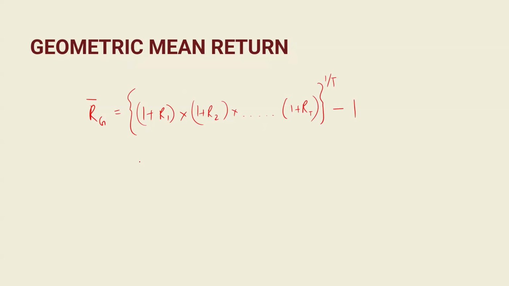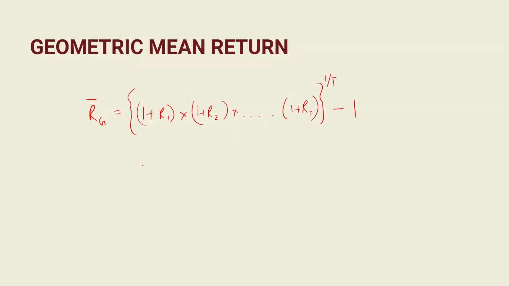Okay, so let's say if I want to define it, I can define it like this: RG bar is equal to 1 plus R1 multiplied by 1 plus R2 multiplied by up to 1 plus RT raised to the power of 1 over T. So we take the Tth root of this product and then we subtract 1 from it. This gives my geometric mean return.